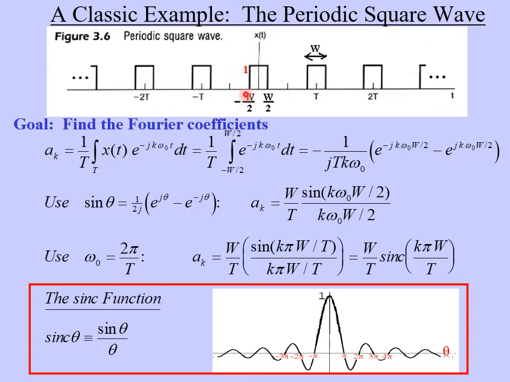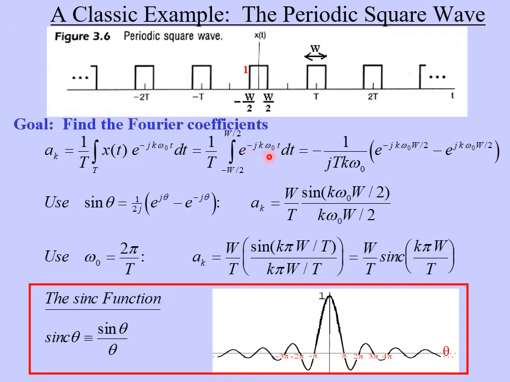I'm going to start right here at minus w over 2 and go to positive w over 2, because the value of our square wave is equal to 1 over that interval. So I'm going to put my limits of integration from minus w over 2 to w over 2, and x of t is just equal to 1. This is a very easy integral to solve. This is just an exponential function. You know how to do this from your math class.